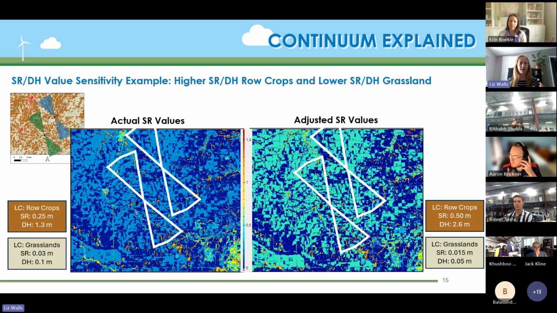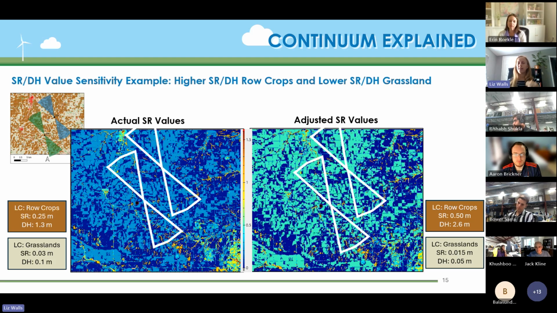So what we're showing here are the actual surface roughness values. Not showing displacement height, they're related, but for visual purposes, we're just showing roughness here, so we can keep track of how they're changing for the sensitivities. So there's the actual roughness values: for the row crops the roughness is 0.25 meters and for the grasslands it is 0.03. So these are the default values that are in Continuum.